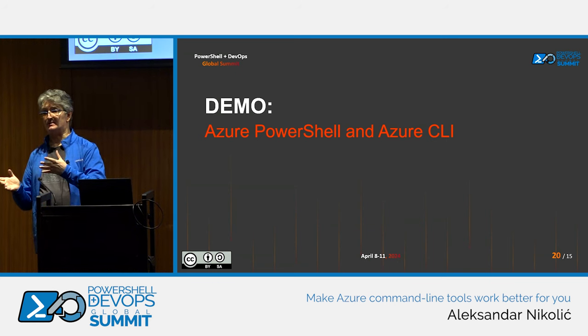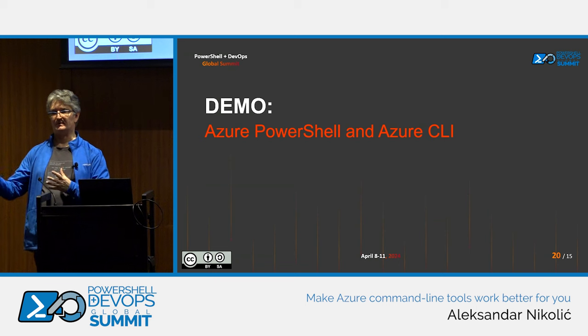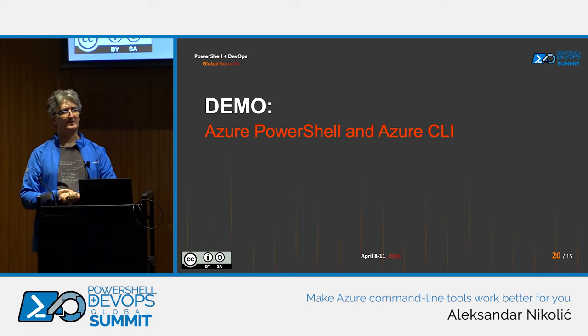Azure DevOps as a service is a completely different service that has its own API. And I'm not aware of CLI tools for working with the Azure DevOps service, anyone? Is there any? I'm really not aware of that.